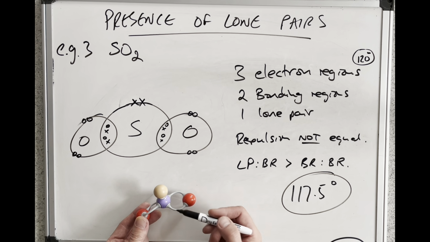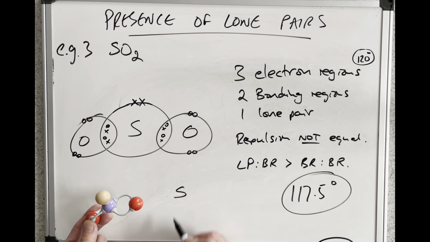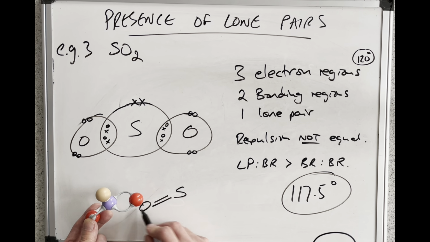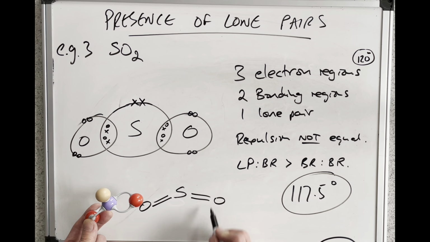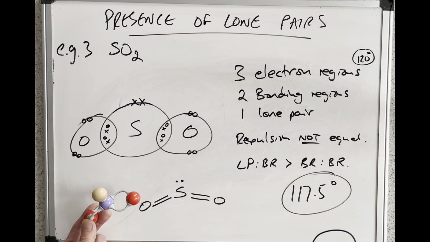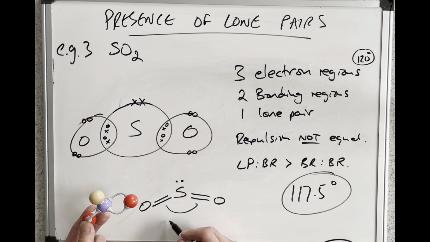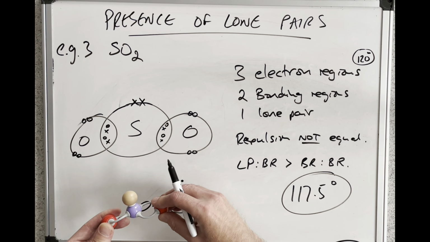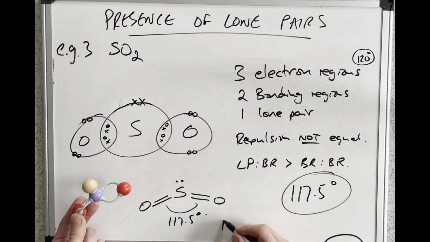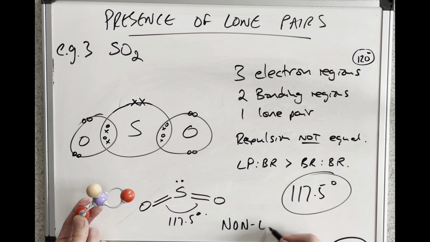classed as trigonal planar because we've only got 2 atoms bonded to the sulfur. So everything's in the same plane. So we're just going to draw these double covalent bonds to the oxygen angled. Obviously the lone pair we can put up here, and there's that angle, 117.5 degrees. And again, it's not a straight line, it's slightly off, so it's a non-linear shape. But you could say V-shaped as well.